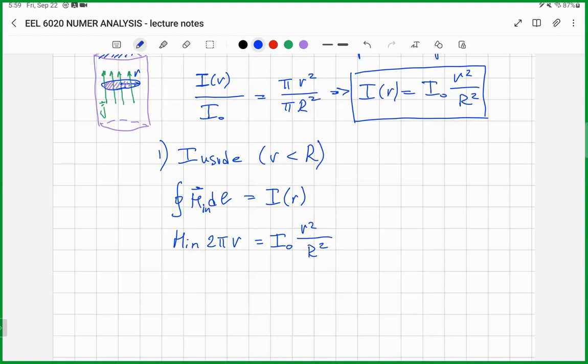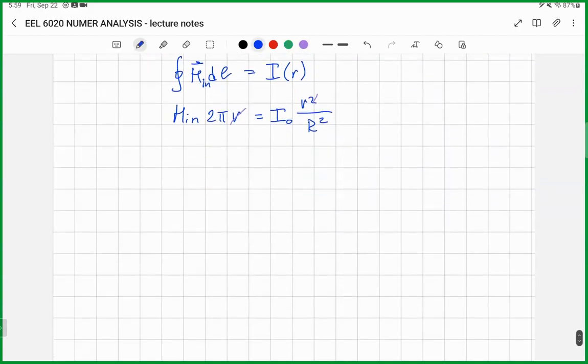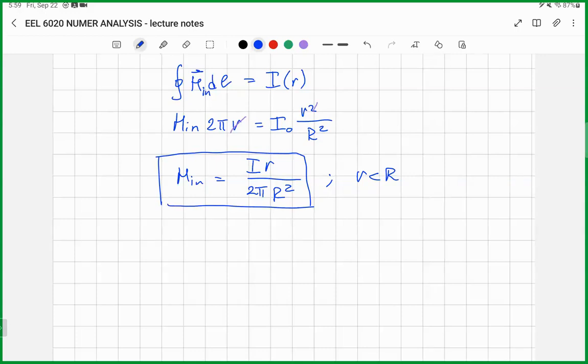Okay, so now we can cancel one r and divide both sides by 2 pi. So we get the magnetic field equal to I zero r over 2 pi r capital squared, and this formula works when r is less than r capital. This is the magnetic field at any point inside the conducting cylinder.